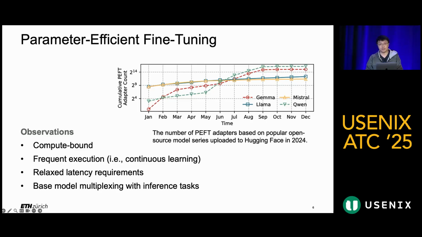Once new data from the last few days comes in, users need to repeat fine-tuning again, which is called continuous learning. Third, the latency of fine-tuning is more relaxed compared to inference, which has a 50 to 100 millisecond latency SLO requirement. Lastly, parameter-efficient fine-tuning can share a base model with inference tasks because it only updates the adapters.